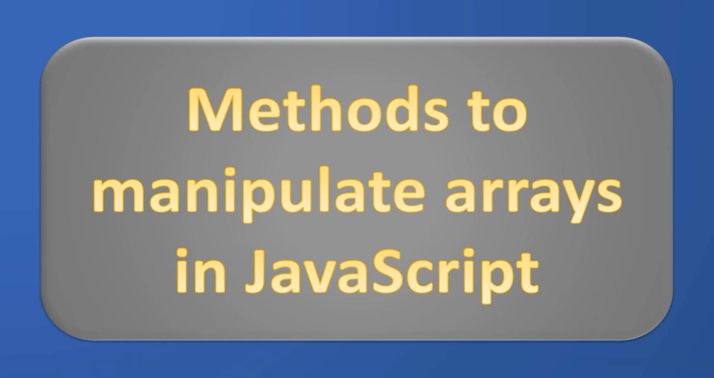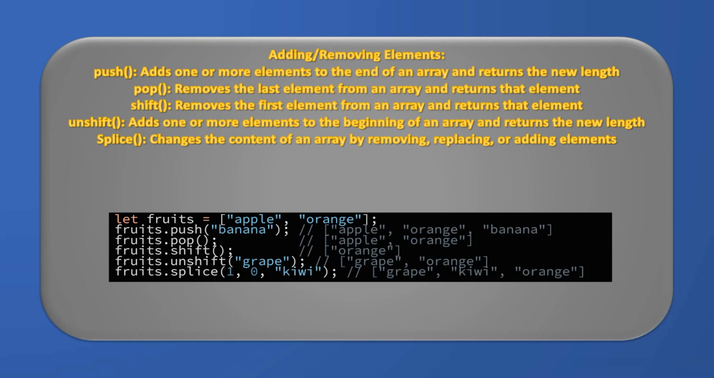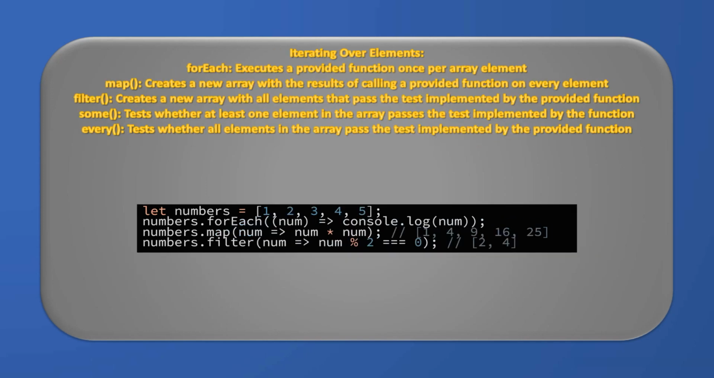Okay. Methods to manipulate arrays in JavaScript. JavaScript provides a wide range of methods to manipulate arrays. There are adding and removing elements methods: the push method adds one or more elements to the end of an array and returns the new length. The pop method removes the last element of an array and returns that element. Shift removes the first element from an array and returns that element. Unshift adds one or more elements to the beginning of an array and returns the new length. And finally, the splice method changes the content of an array by removing, replacing, or adding elements.